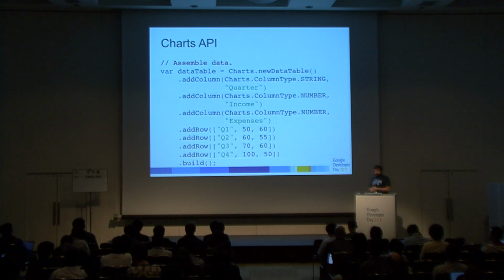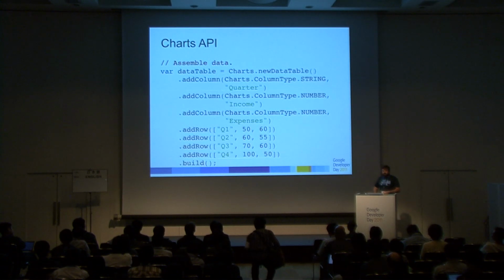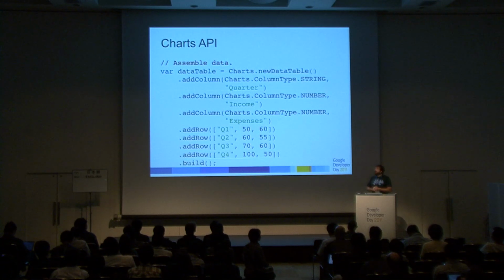So we define our columns. We give them some labels. It's the add column calls. Then we can go through and add our rows. It just takes an array of values. And at the end, we call build. This is all using a builder pattern, which is becoming quite popular in AppScript. You'll see this a lot. So now we have a data table. So we have basically a grid of data.